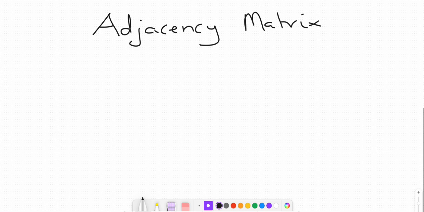Okay, I want to talk about the adjacency matrix, and also another way of representing graph data structures for programming purposes. In fact, let's say one other example of a graph data structure, a graph.